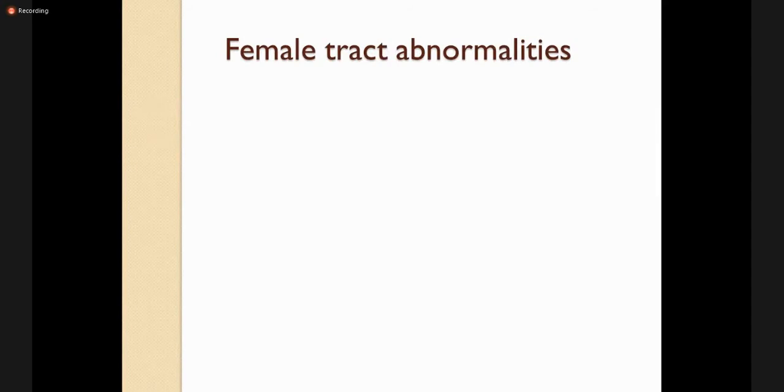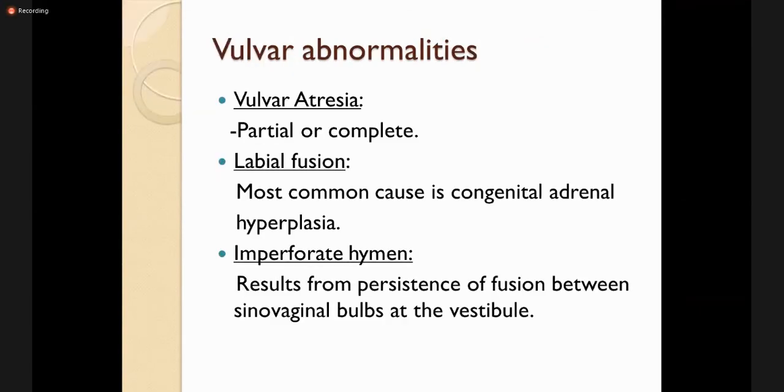First, we are going to cover the abnormalities of the female reproductive tract, according to anatomical regions, and these will basically be the definitions and complications. First are the vulvar abnormalities. Second are labial fusion and imperforate hymen. Now, vulval atresia means absence of formation of the vulva. This can be either partial or complete.